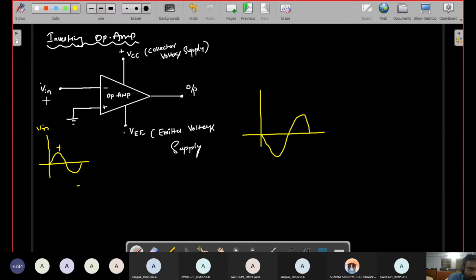So in an inverting amplifier, the output of the given signal will definitely make some phase angle. That phase angle is 180 degrees. Okay, so this is an inverting amplifier.